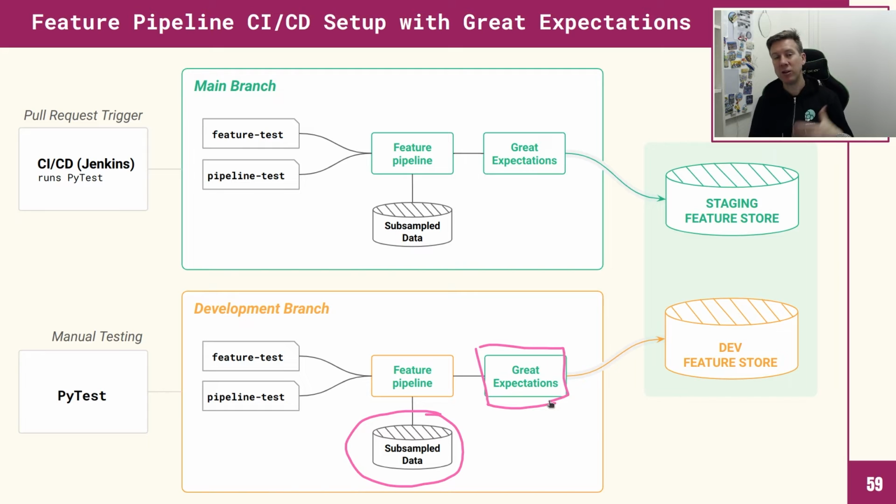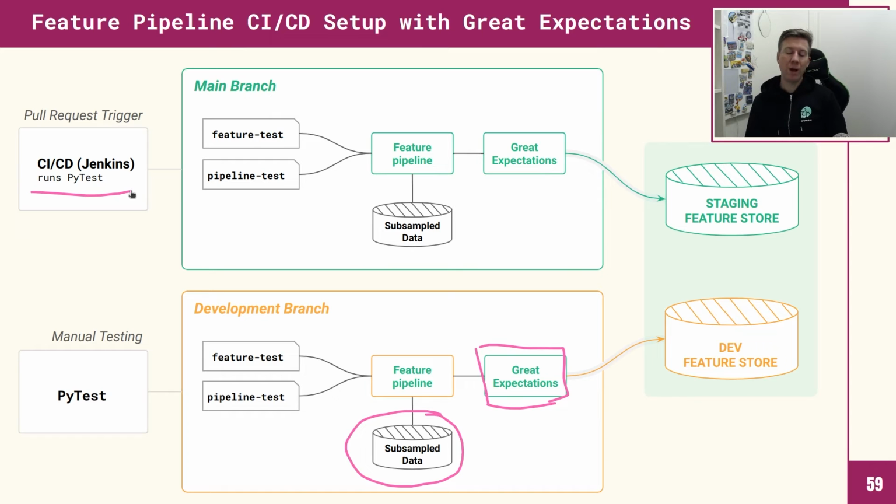And that way, you're testing these expectations to make sure they work as you would expect them to work, and there's no errors in them. Then with confidence, you can push them maybe into a staging feature store and finally into a production feature store.